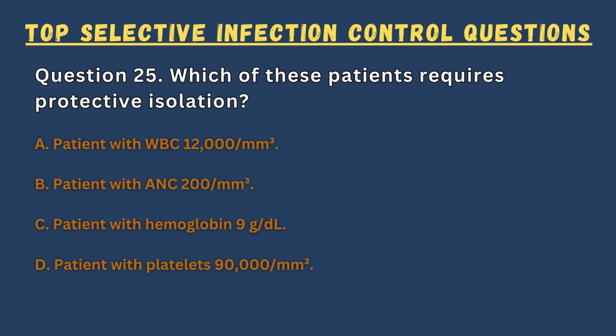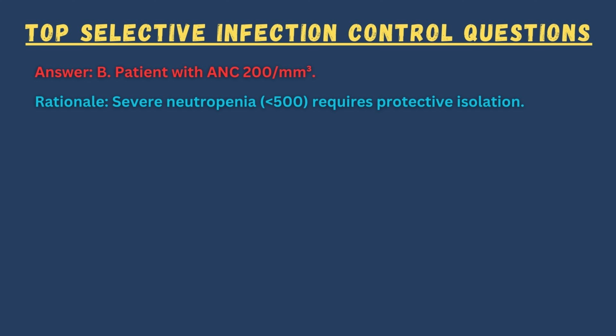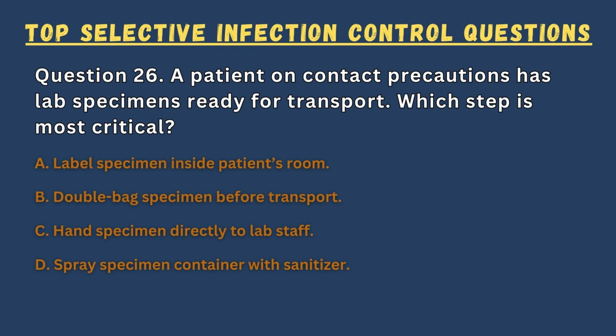C. Patient with hemoglobin 9 gram per deciliter. D. Patient with platelets 90,000 per cubic millimeter. Answer: B. Patient with ANC 200 per cubic millimeter. Rationale: severe neutropenia, less than 500, requires protective isolation. Question 26. A patient on contact precautions has lab specimens ready for transport. Which step is most critical?